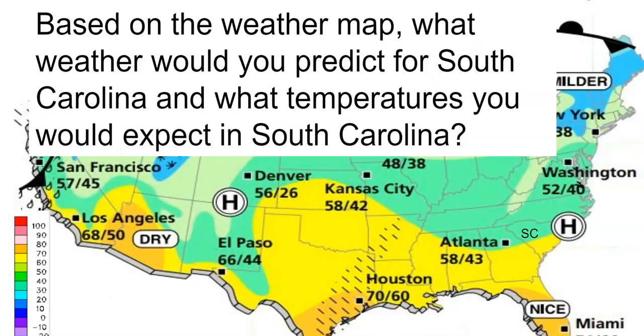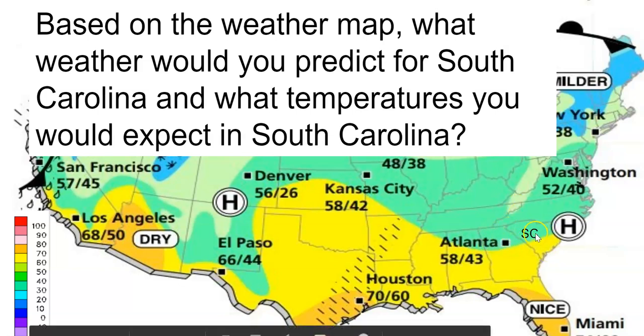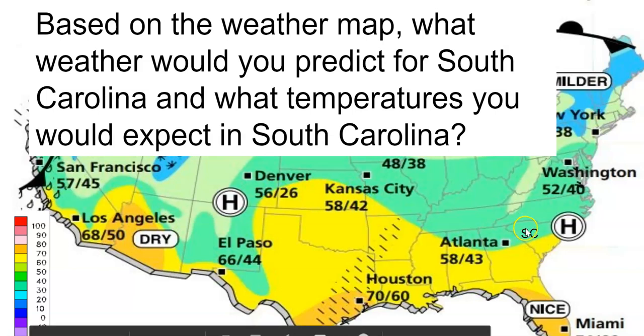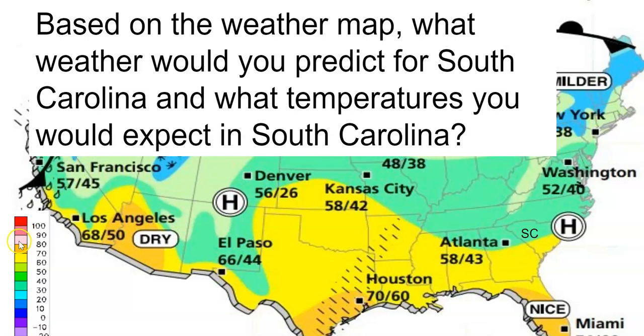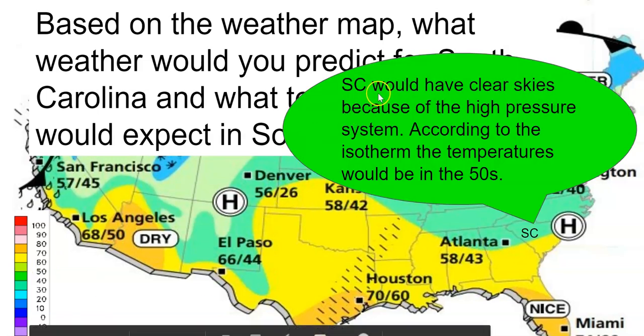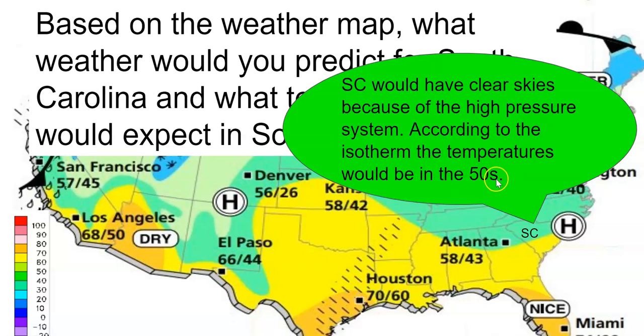Based on the weather map, what weather would you predict for South Carolina and what temperatures would you expect in South Carolina? So right now, South Carolina has a high pressure system over it. So that means there would be fair, sunny weather. And the temperatures are in this green. So we have to look over here to see where that green matches up. So we have hundreds, 90s, 80s, 70s, 60s, 50s. So South Carolina would have clear skies because of the high pressure system. And according to the isotherm, the temperatures would be in the 50s.